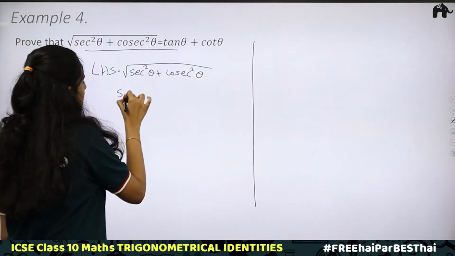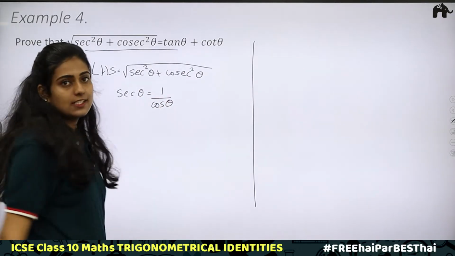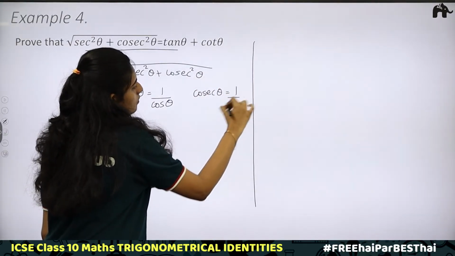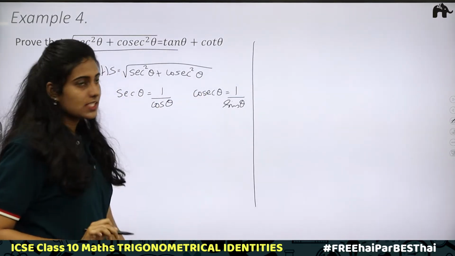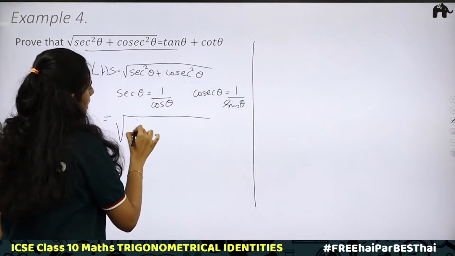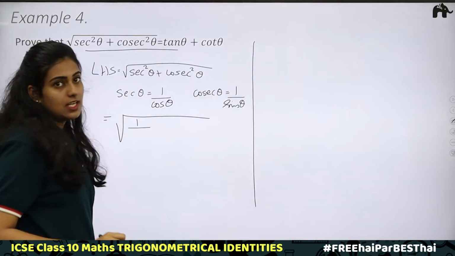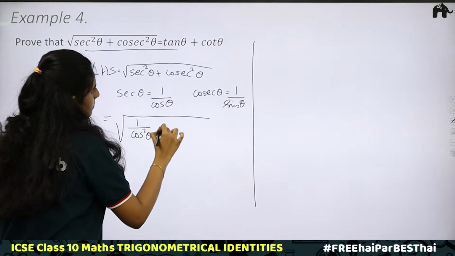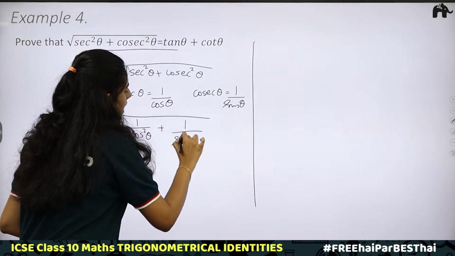Okay. What is sec theta? Sec theta is the reciprocal of cos theta. 1 by cos theta is sec theta. What about cosec theta? Cosec theta is equal to 1 by sin theta. That is, the reciprocal of sin theta is cosec theta. Substituting here, we get root of 1 by... If sec theta is equal to 1 by cos theta, what about sec square theta? Sec square theta will be 1 by cos square theta plus cosec square theta will be 1 by sin square theta.